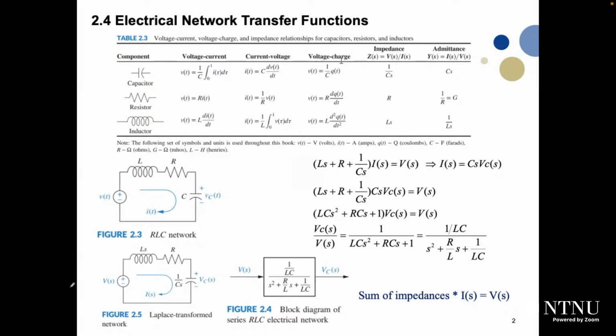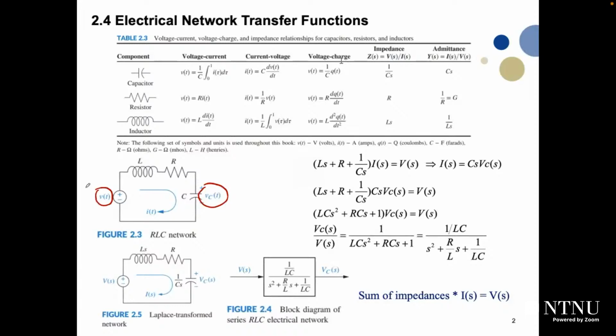So in this example here, we have our LC network. If you want to find the transfer function of Vc of t divided by V of t, we need to find the transfer function between the output and the input. The output here will be Vc(t), which is the voltage drop across the capacitor, divided by the voltage drop of the input, which is a source.